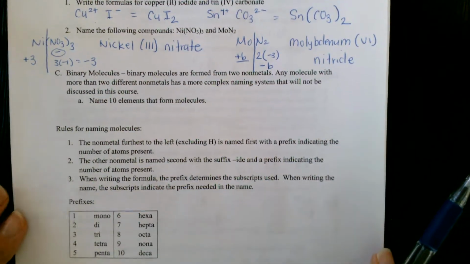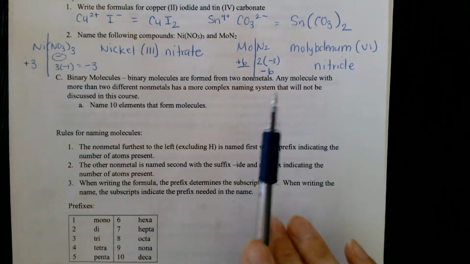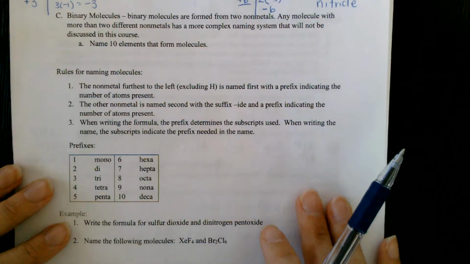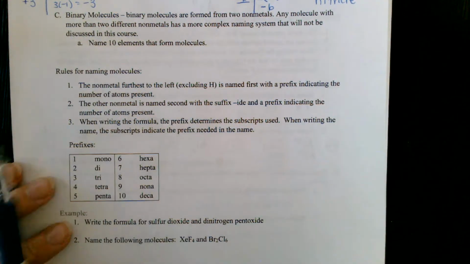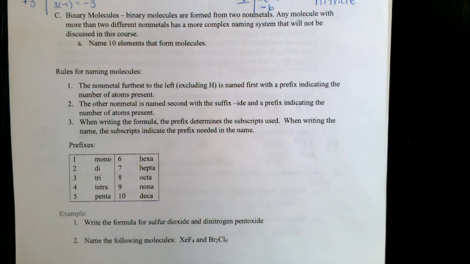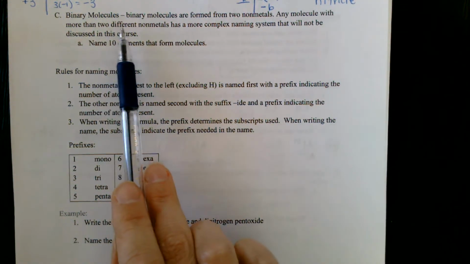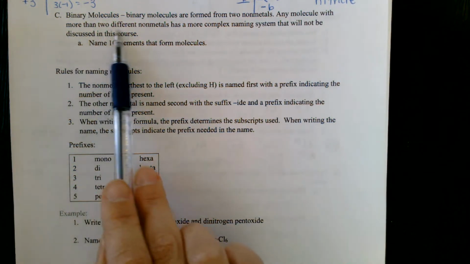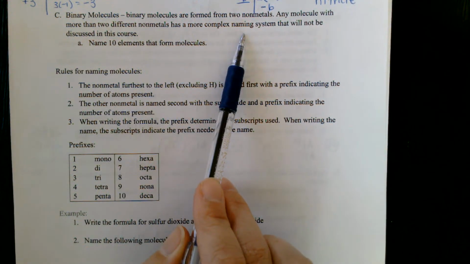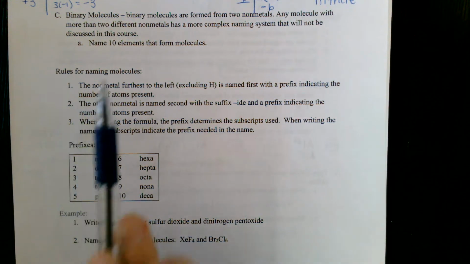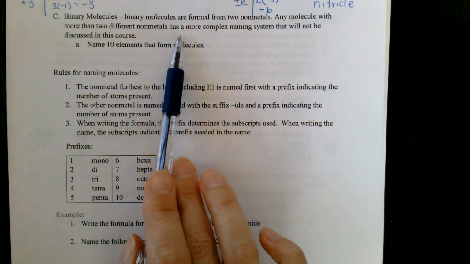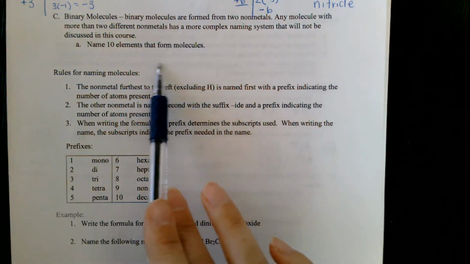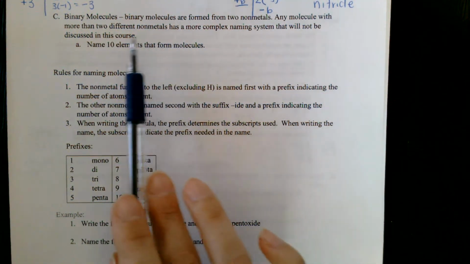Okay, so we'll do some more practice with this in the practice videos for this chapter. It does take a little bit of practice to do. Okay, so next we're going to look at naming what are called binary molecules. So binary molecules are formed from 2 nonmetals. Any molecule with more than 2 different nonmetals has a more complex naming system that will not be discussed in this course. So we're just looking at molecules that have, say, nitrogen and oxygen, or carbon and oxygen, or silicon and sulfur, things like that.